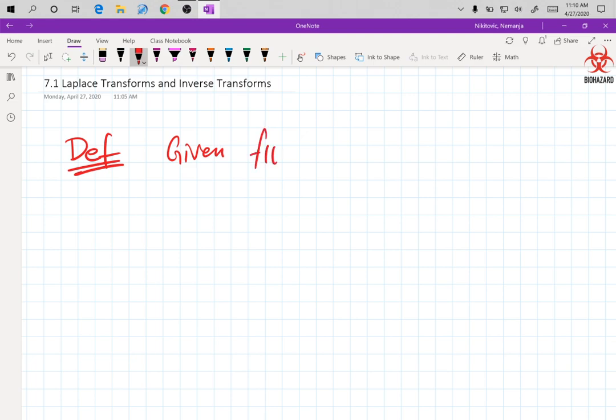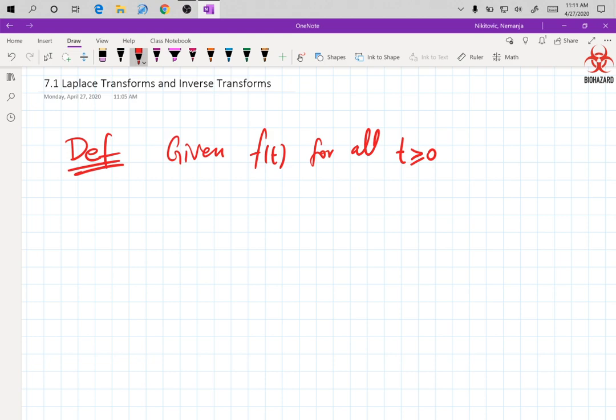Given a function f of t for all t larger than 0. Why just t larger than 0? Because we really don't care about less than 0, because it's time. When you're designing something, at least you start now, and that's your time 0, because there was nothing before that time if you're designing something new. So you start with time equals 0.